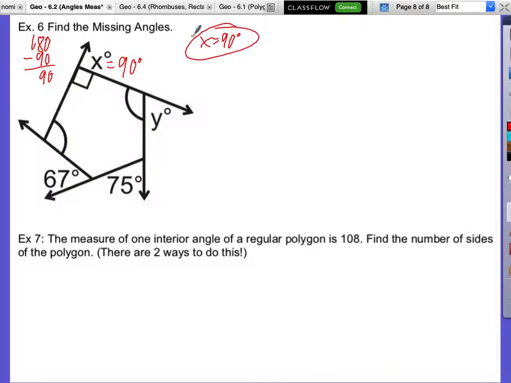So now we have to find y. Does anybody have an idea on how we could do this? William, what are you thinking? We add up all the sides. Add up 90, 67, and 75. Okay, all of those exterior angles. And so you add them up.